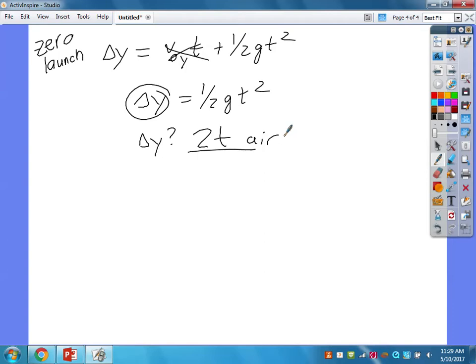How much would I have to increase my height by in order to double the time that the object is in the air? In other words, we're saying I have one object that goes off from delta y and ends with time t. What do I need to increase my height to?